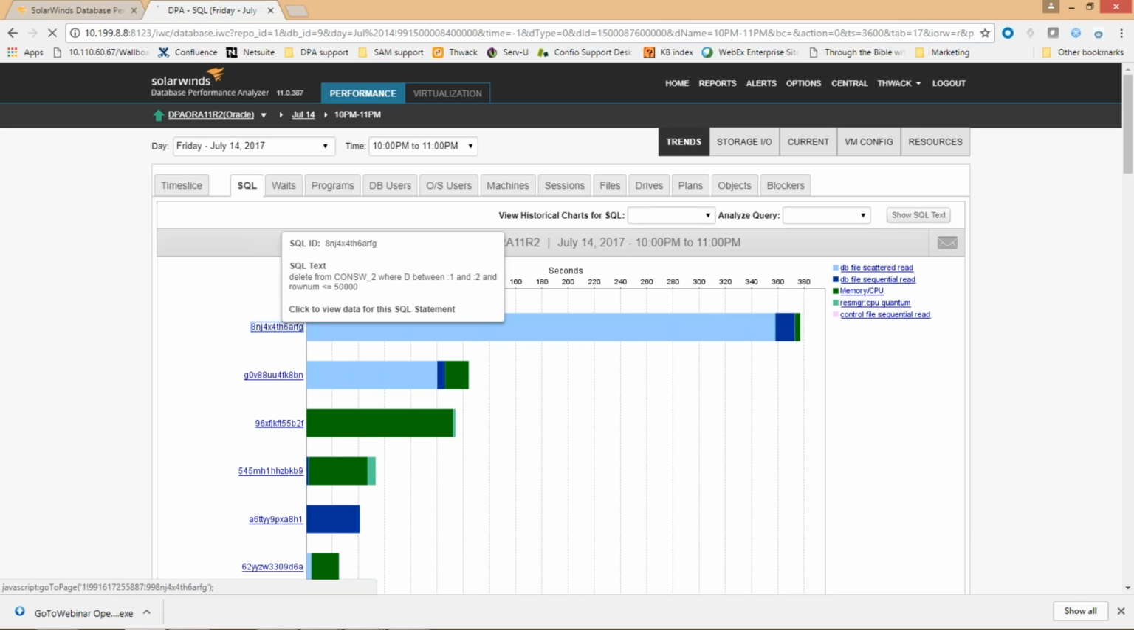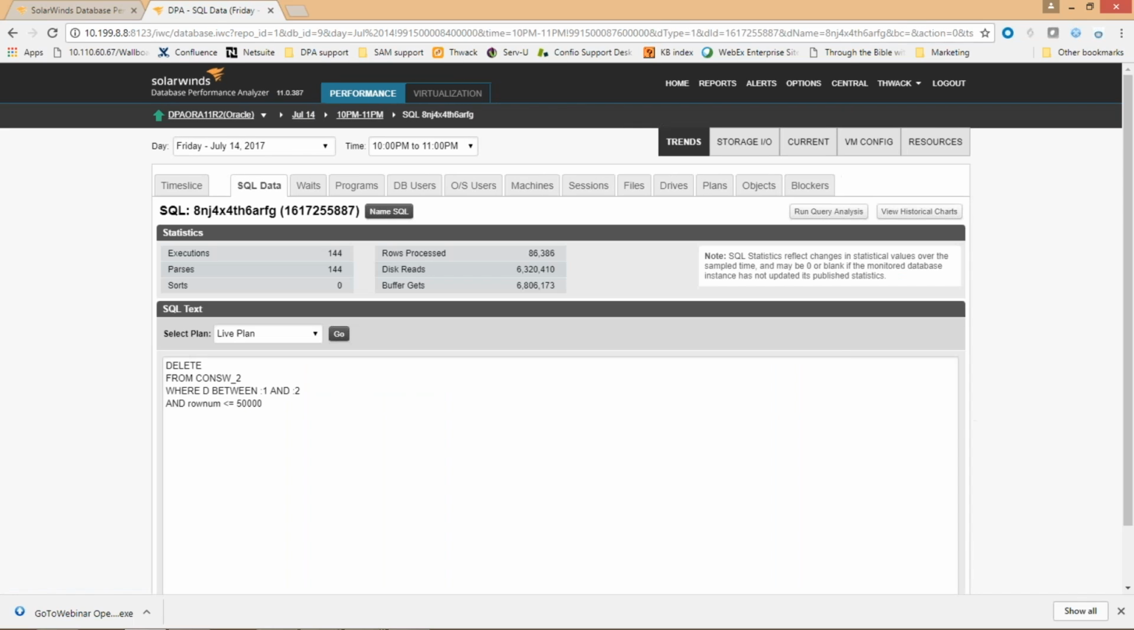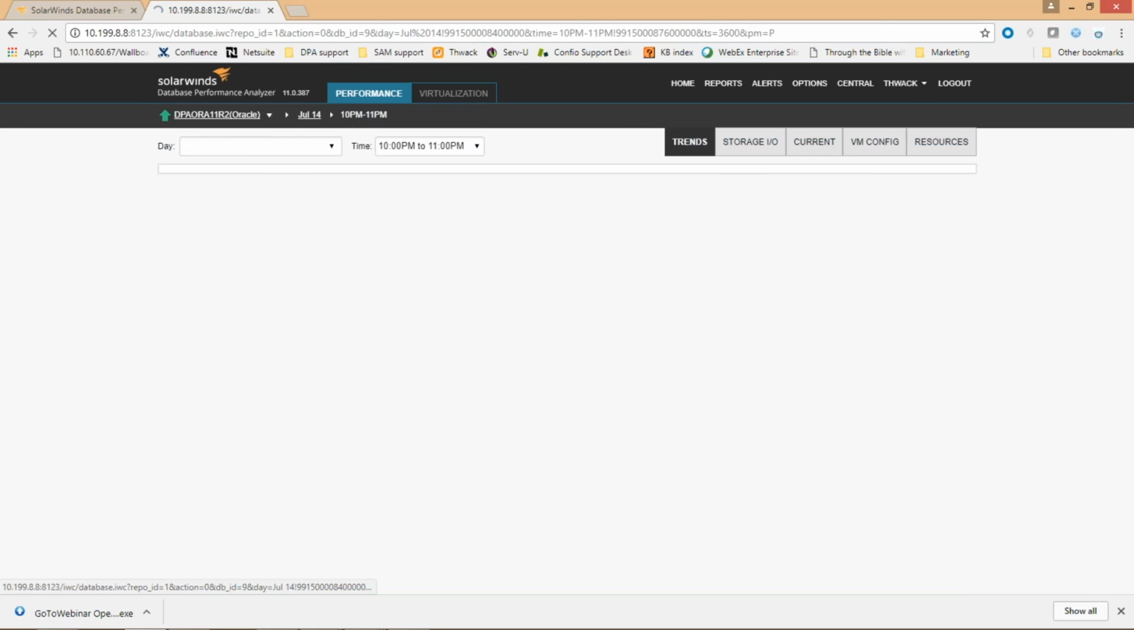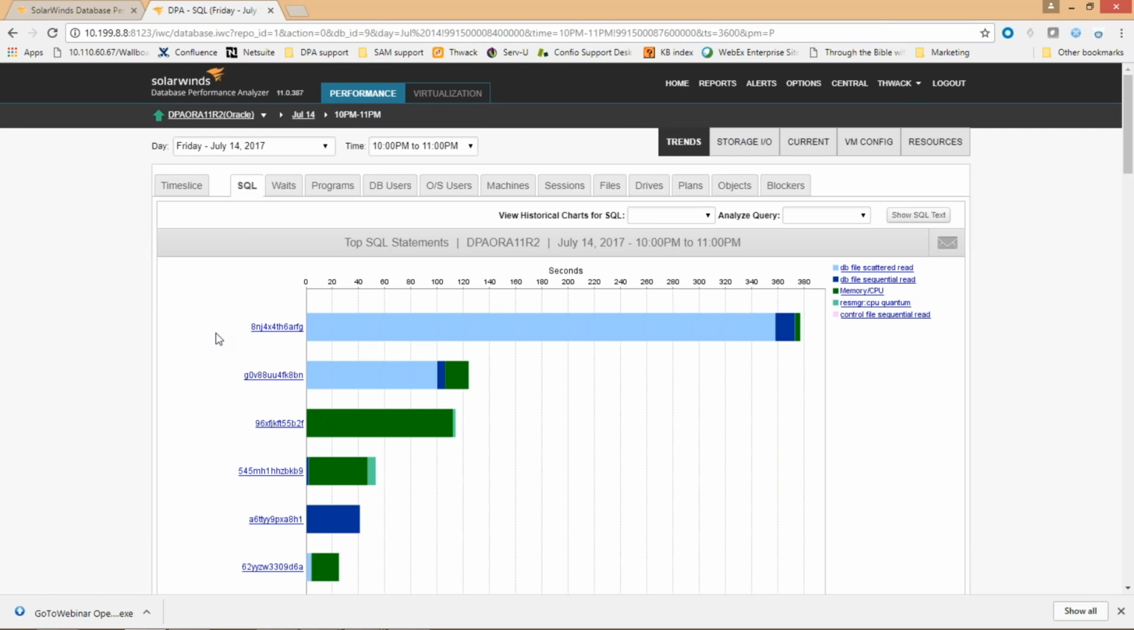If I click on that query, I get a great idea of what kind of workload it did in this 1 hour period. So I can see the number of executions, how many times it got parsed by the database engine, how many rows processed, my physical reads, my buffer gets, and really the predominance of my time, if I go back, I can see was spent actually getting the data from disk. And again, since it was a non-indexed fashion, I'm doing that scattered read.